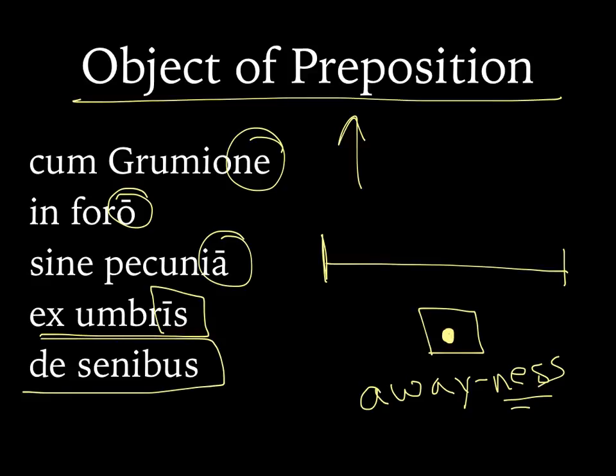And then de senibus, de is a preposition that can mean a million things, but almost always, at least when I read it, it means about. If it's a physical place, it might mean down from, but very often it will mean about.